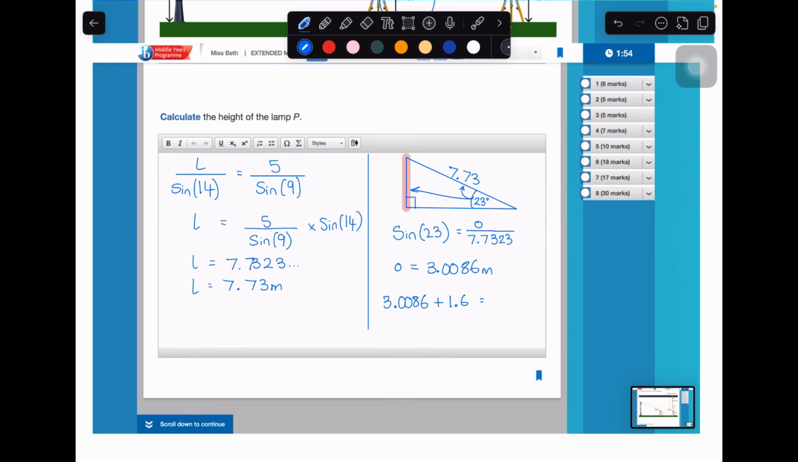And we would get an answer of 4.6086, which of course is 4.6 meters to 1 decimal place.